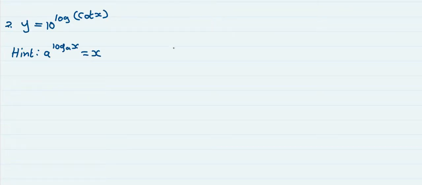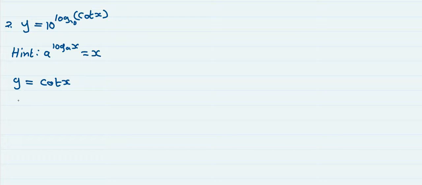So number 2 here, y equals 10 all raised to log of cot x, and the hint is that if a is raised to the power log of base a of x, it equals x. So we have base of 10. Y is then cot x. And we use sine and cosine to find the derivatives.